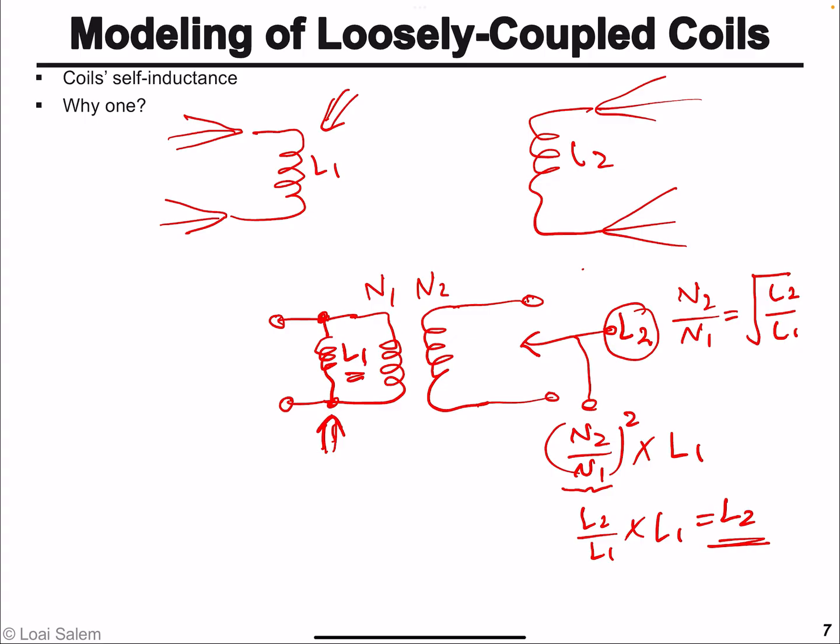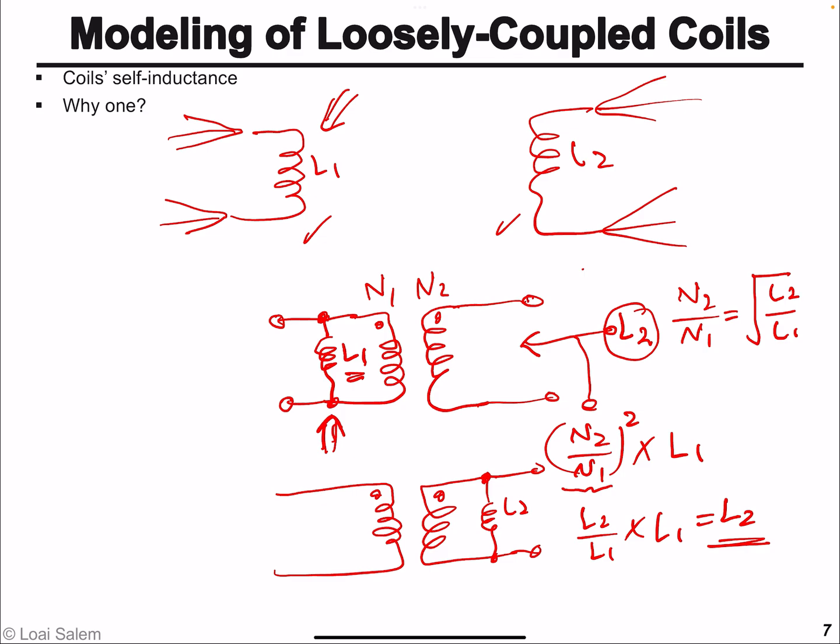We can also equivalently, if this is the ideal transformer, model the self-inductances of the primary and secondary by one inductance L2 on the secondary. And again, the reason is that this inductance will be seen from the primary side as L1. Okay, so that's the first point: modeling the self-inductances of the primary coil and the secondary coil.